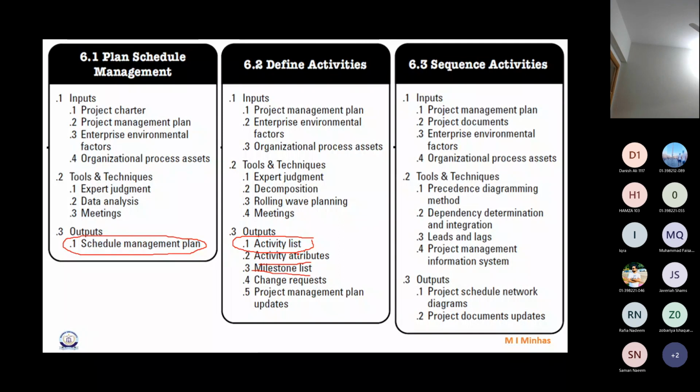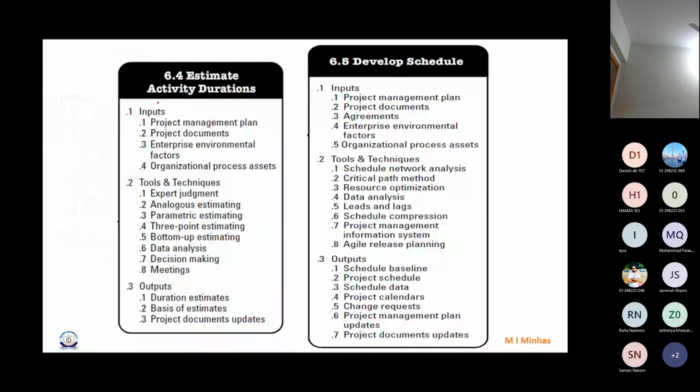Software people understand the attribute concept, meaning characteristics or features of that activity, right? Or details about that activity. And similarly, we get a milestone list. Then sequencing the activities, here we get a project schedule diagram or network diagram that you already know. Okay, then the activity durations are determined, and just like cost estimate, here we get the duration estimate and the basis of estimate.